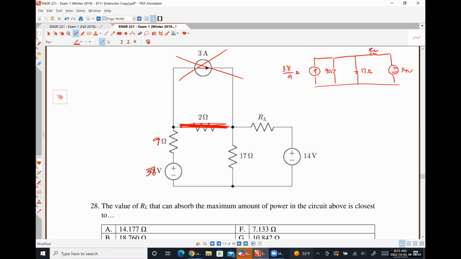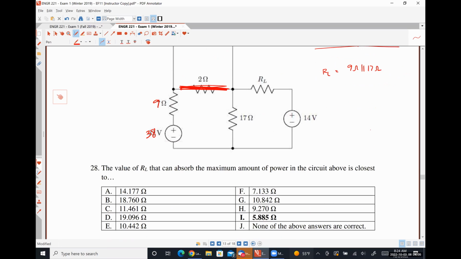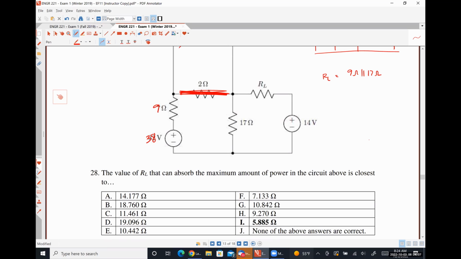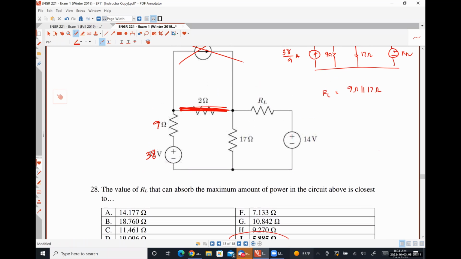So 38 over 9. Then I can combine the 9 in parallel with the 17, go back to a practical voltage source representation, and then my 2 voltage sources are in series, combine them, and I'm effectively done. So the equivalent resistance RL is definitely going to be 9 ohms in parallel with 17 ohms. Somebody do the math and tell me if it comes out to be 5.885, but I bet it does.